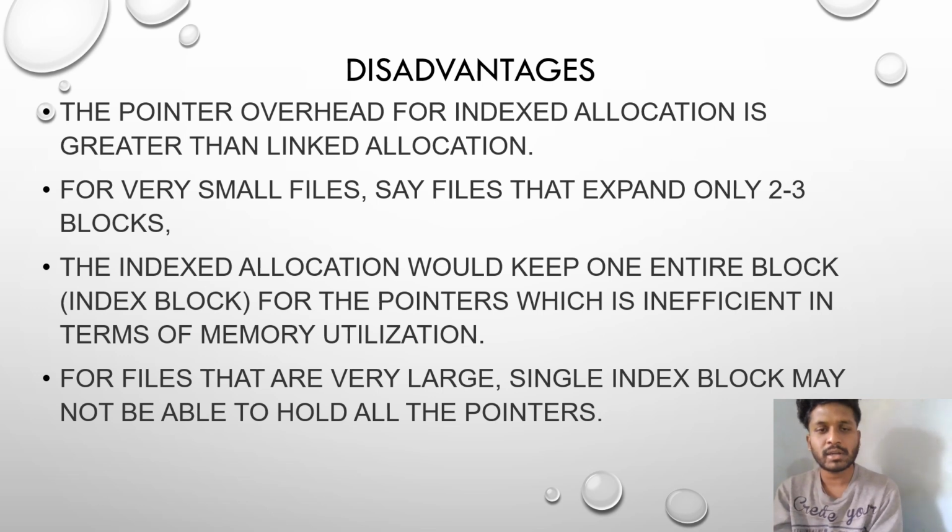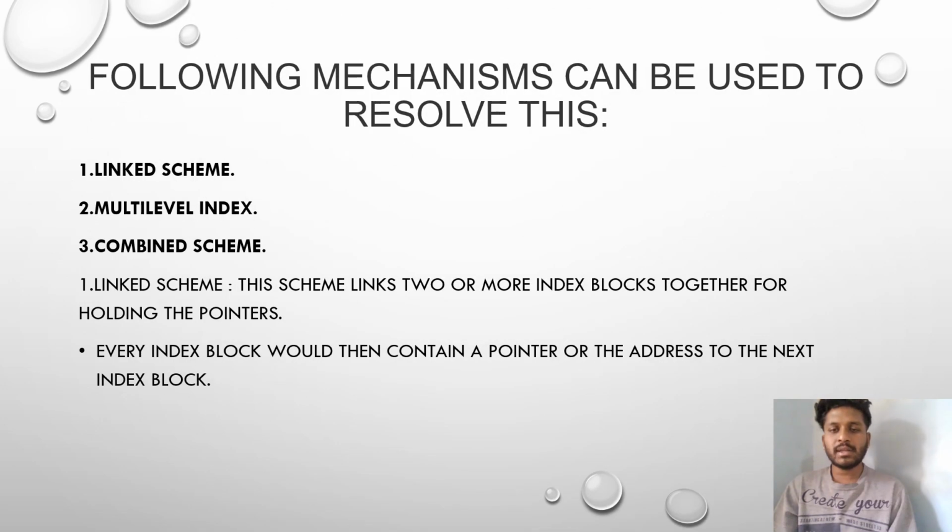Disadvantages of indexed allocation method. The pointer overhead for indexed allocation will be greater than linked allocation. If the file size is small and spans only 2 to 3 blocks, it is inefficient in terms of memory utilization, since it keeps an entire block for the index. If the file size is large, a single index block may not be able to hold all the pointers. The mechanisms that can be used to resolve this are linked scheme, multi-level index, and combined scheme.